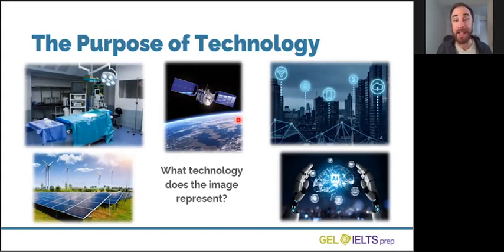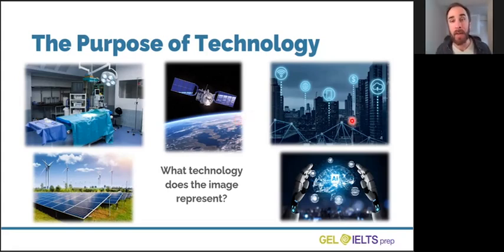Next, we have a satellite. Satellites are used to transmit information and also to create maps of the Earth. Satellites move in orbit around the Earth.